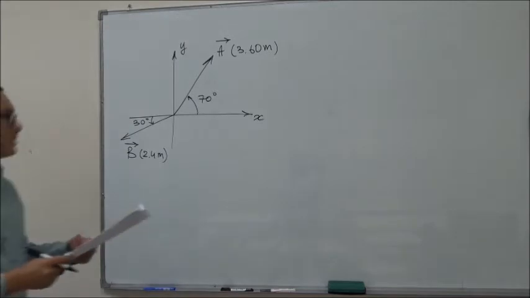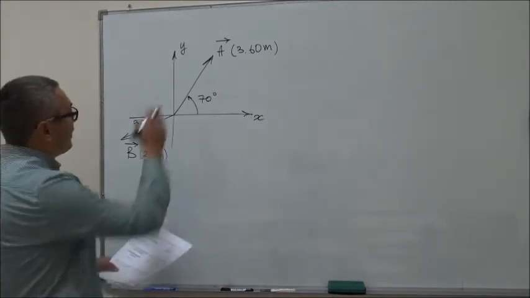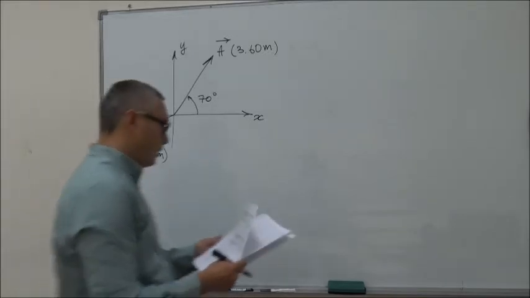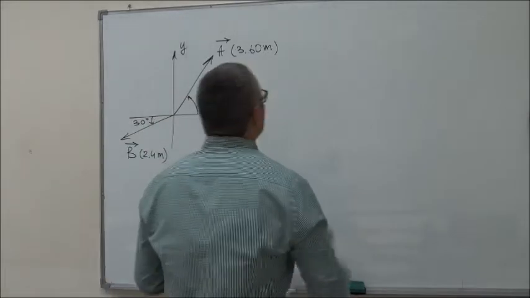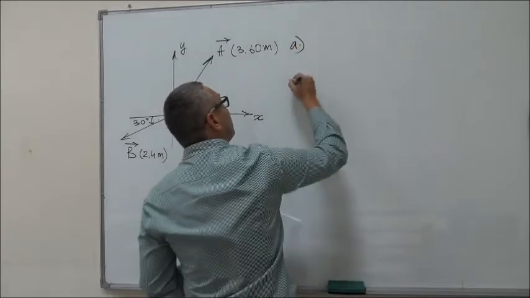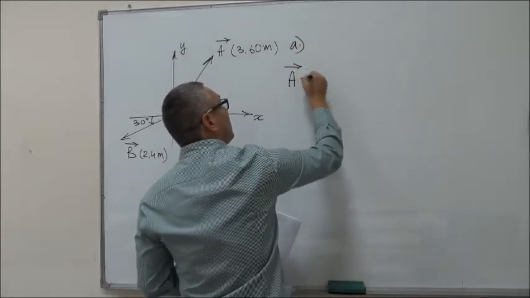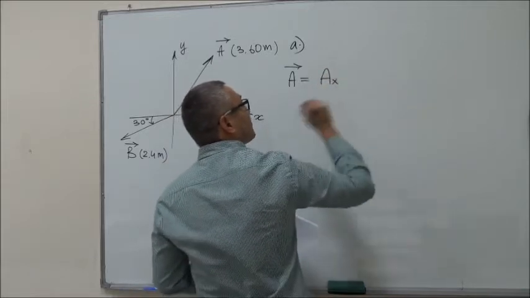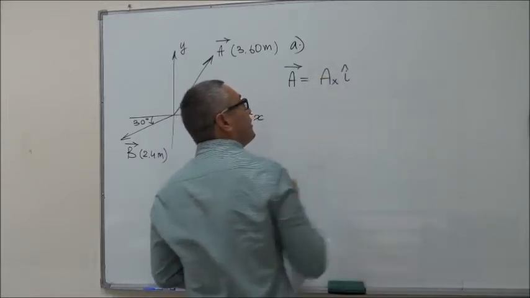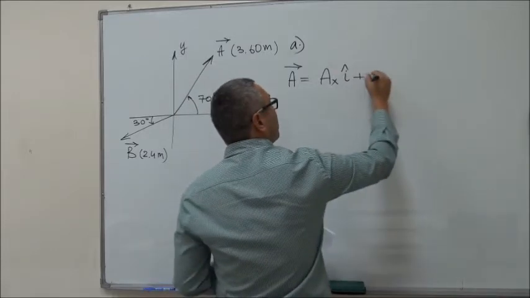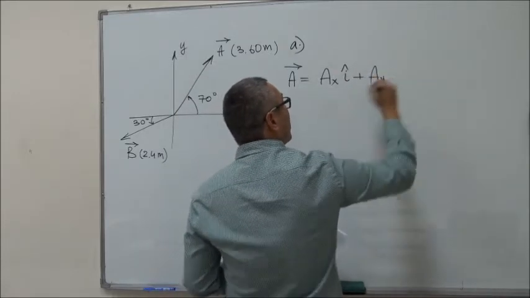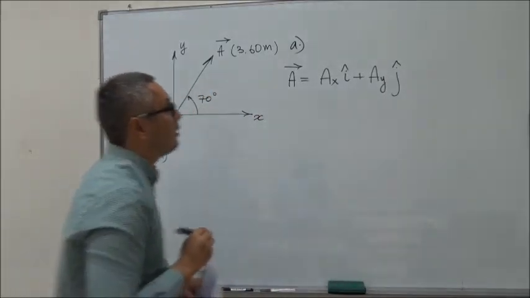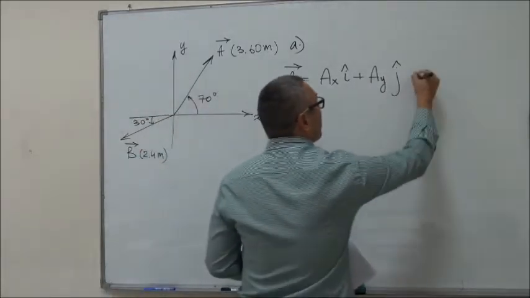In part A of the exercise, we need to write down the A and B vectors in I and J notation. So, the A vector in I and J notation can be written as follows: the x component of A vector times I vector plus the y component times J vector. Now, how do we find this Ax and Ay?